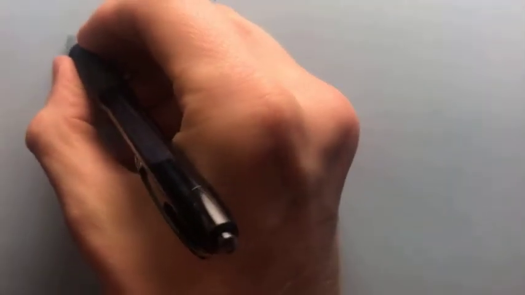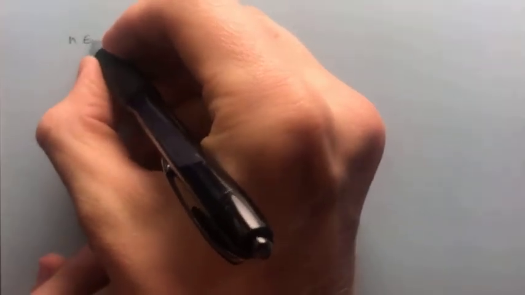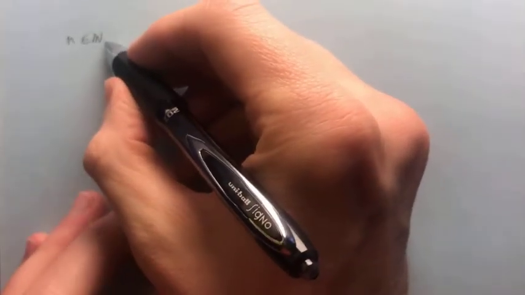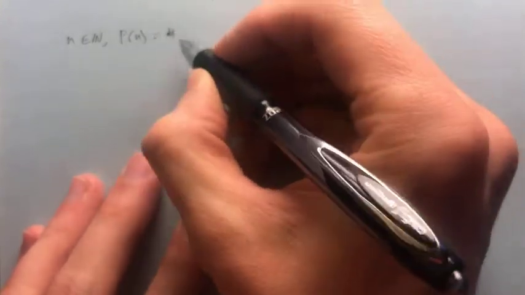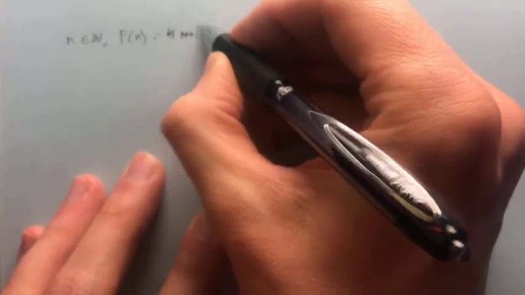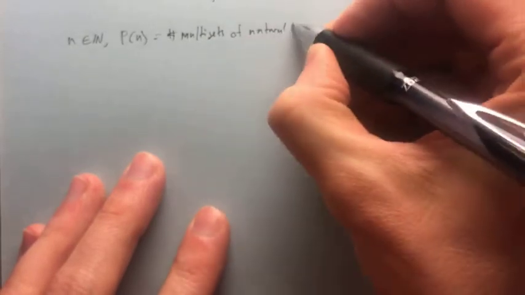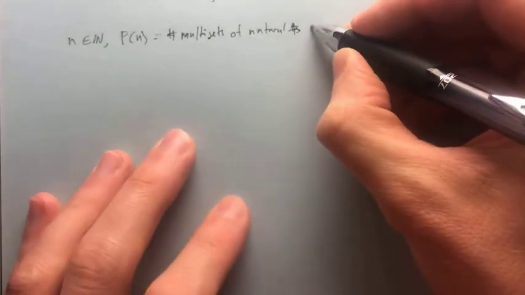Integer partitions, or partitions of an integer. So if we have some integer n, and we're just going to work with natural numbers. They're called partitions of integers, but they're particularly natural numbers. So for some natural number n, we want to know p of n, which is the number of multisets of natural numbers summing to n.